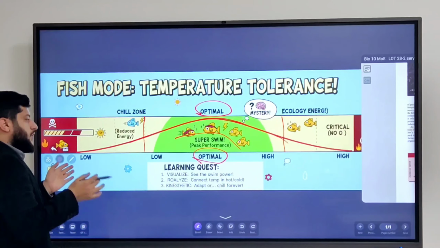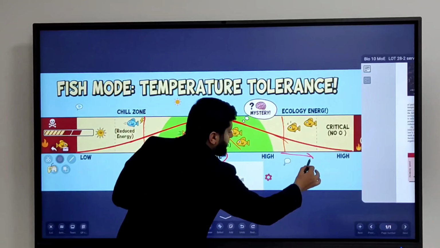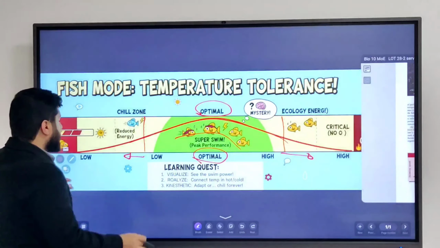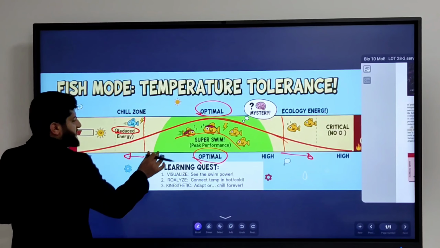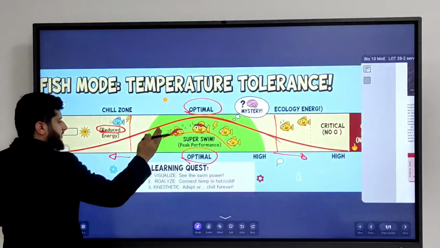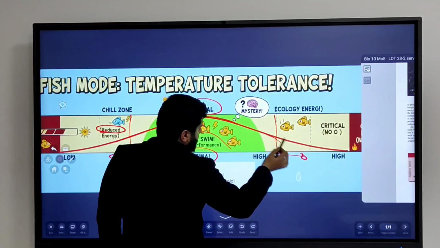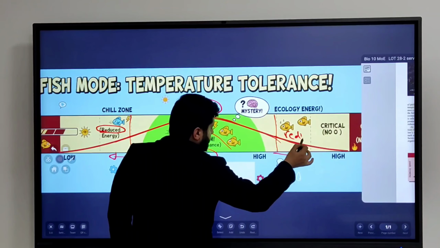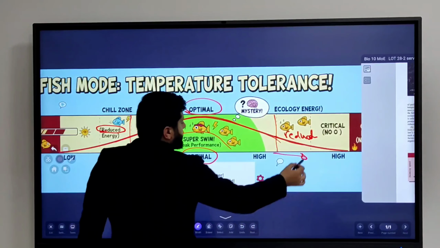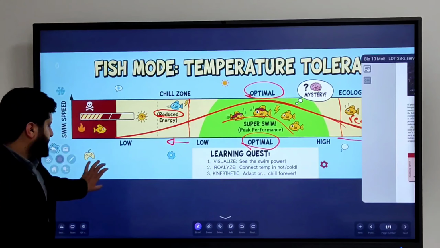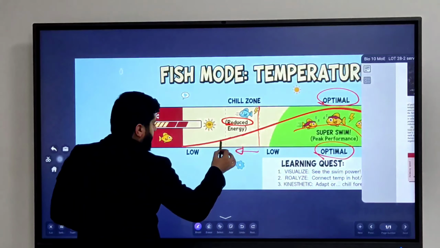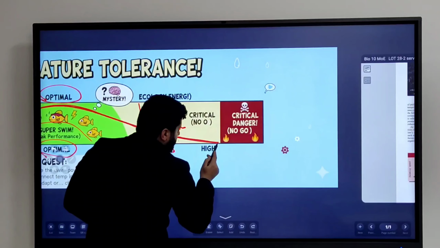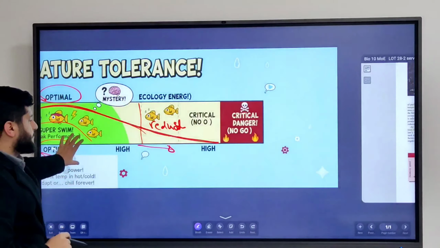So, if the temperature goes low or if it goes higher, the performance of the fish will reduce, okay? So, here you will say the performance is reduced when the temperature gets lower. And here when the temperature gets lower, the performance is reduced, okay? But if we go further and further, if the temperature goes more and more below, what will happen?